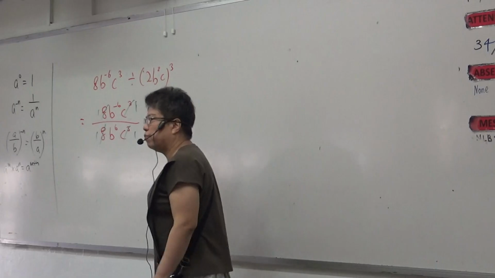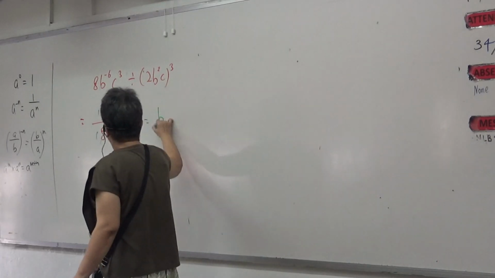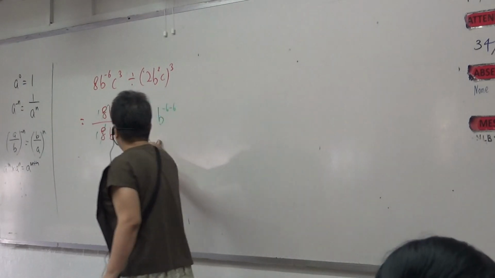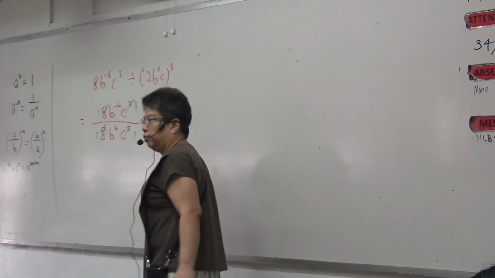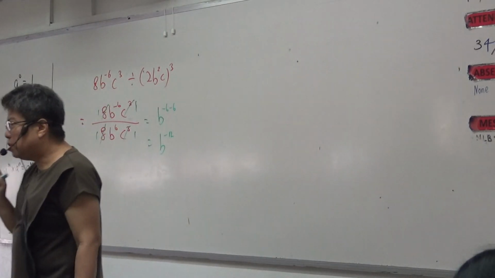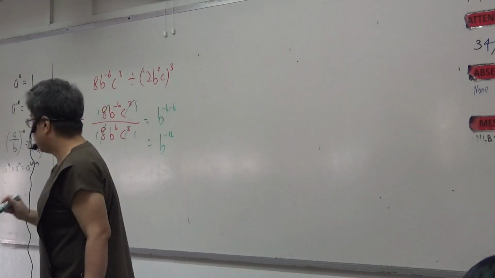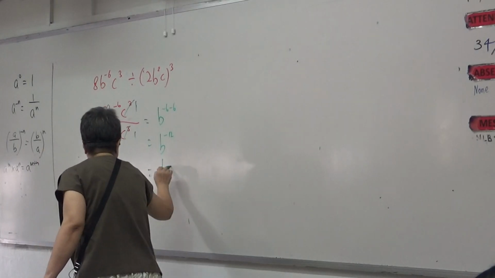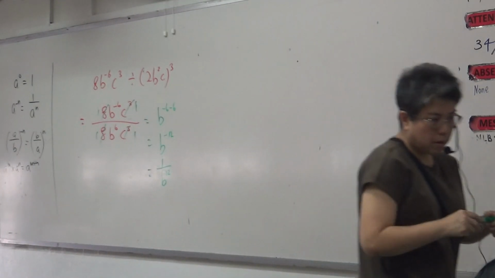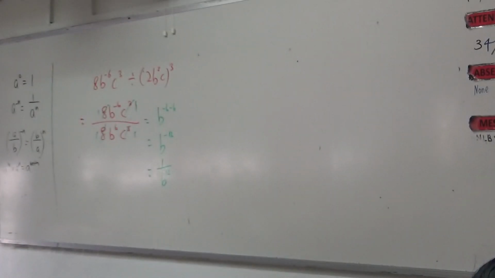Okay, now what's the meaning of this? This is B^(minus 6 minus 6), right? So it's B^1 minus 12. This answer is correct, but the question says leave it in what? Positive index. So you must put it like that. Understand? Cannot, cannot. Okay, I give you another one.